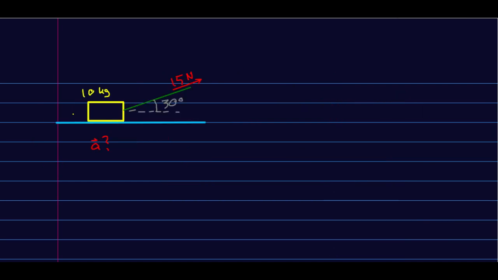One more. Let's say we're now pulling some box across the ice, and I want it to be ice so that I can ignore friction. So I'm going to say there's no friction. Of course there'd be some, but it would be small. And we're pulling it with a rope that's angled at a 30-degree angle up, and we're exerting a 15 newton force on that rope. So again, let's draw the free body diagram.